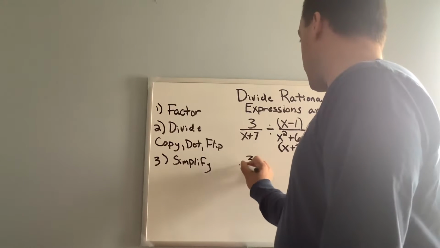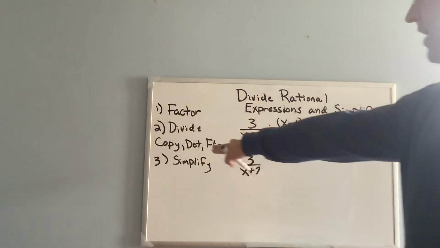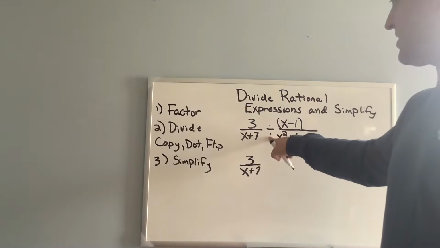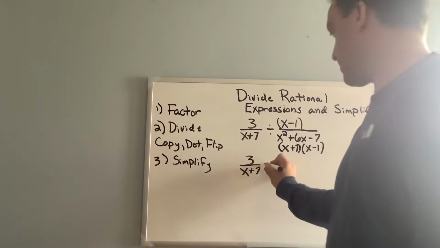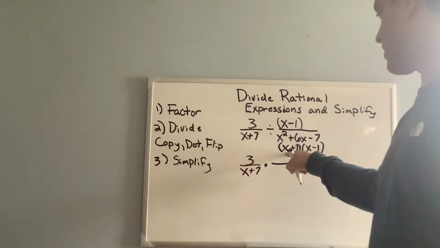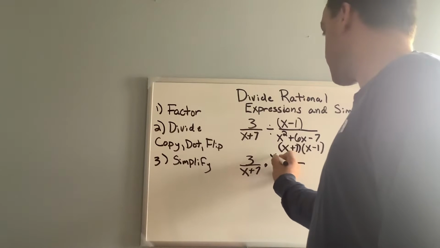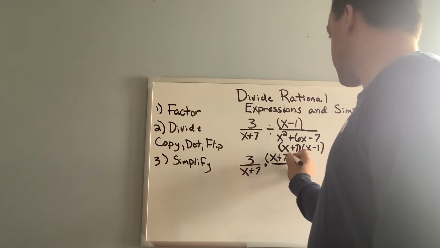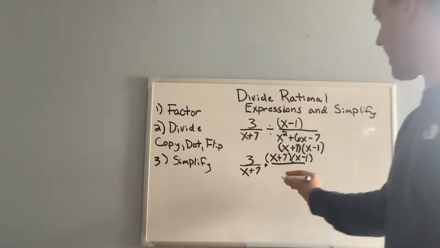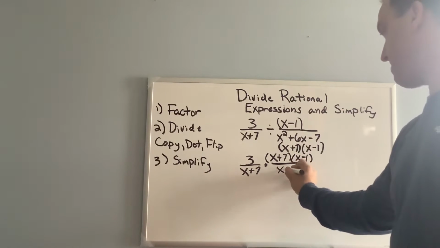And now what I'm going to do is set that up. So I have 3 over x plus 7. And now in the division, I'm doing copy. So I copied the first fraction. And then the dot just means change the division to multiply. And then flip just means I flip my fraction. So the denominator was x plus 7 times x minus 1. That goes in the numerator. And then the denominator here is the old numerator, so x minus 1.